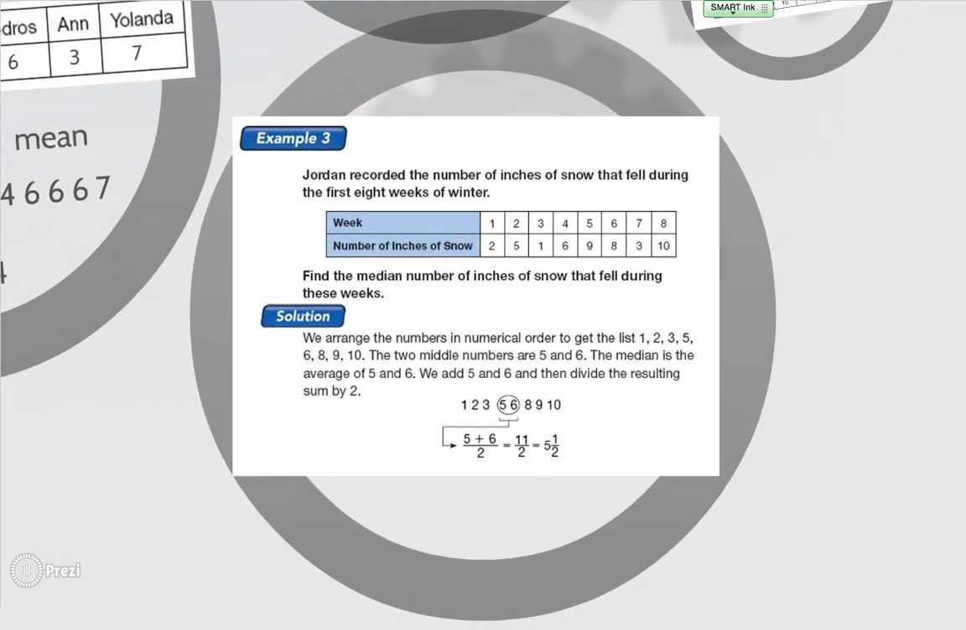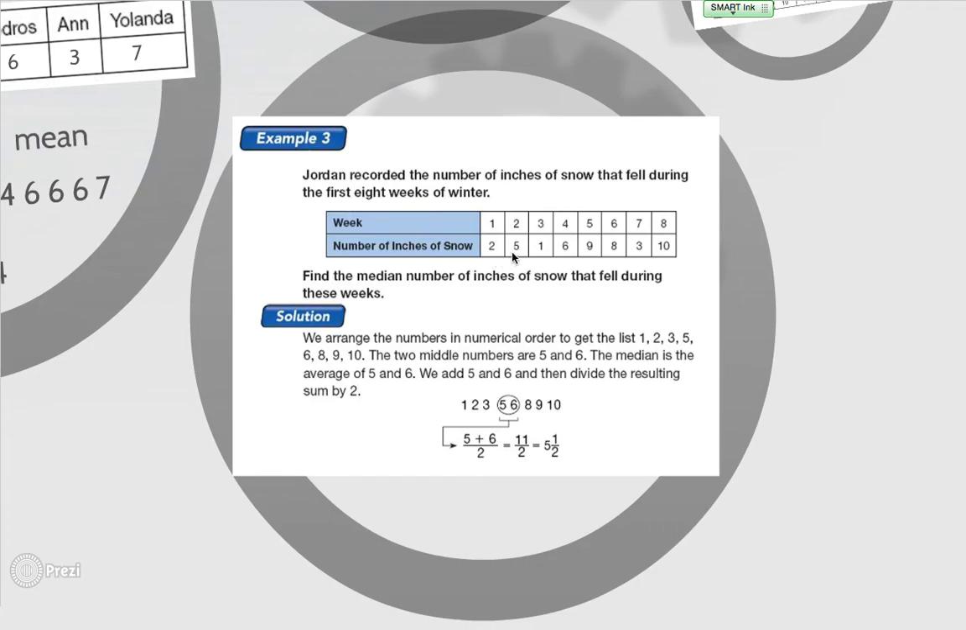Example number 3. Jordan recorded the number of inches of snow that fell during the first 8 weeks of winter. It says, find the median number of inches of snow that fell during these weeks. So there's 8 weeks of winter. The first week, 2 inches fell. Don't get confused with the data set, because this shows which week it is, and this shows the number. So we're only looking at the number of inches of snow.